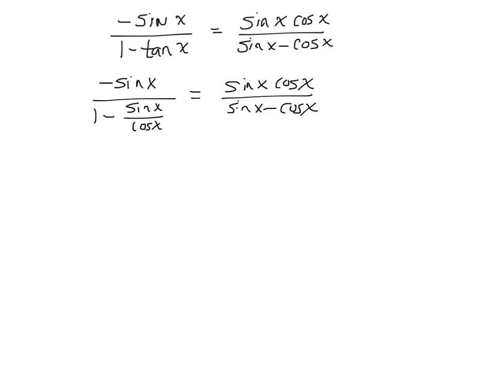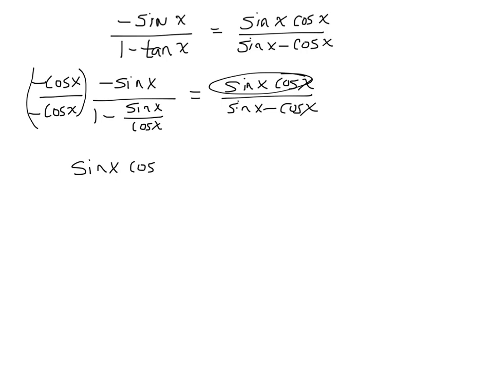Now, if I could multiply this fraction by something over itself, it would have to be something that made it look like this. I'm going to try multiplying everything by cosine of x, but not just a regular cosine of x, because I need this top thing to be positive. So I'm going to multiply everything by negative cosine of x over negative cosine of x, which gives me a positive sine x cosine x on top. So now my tops finally match.